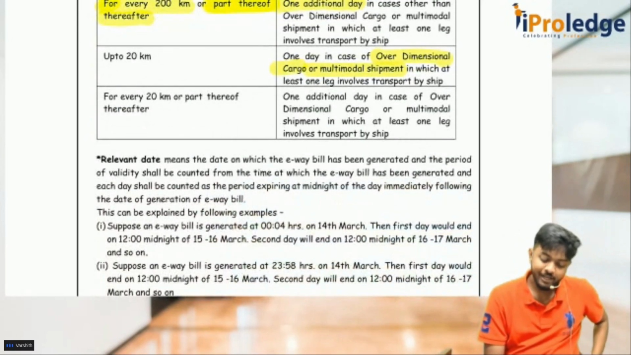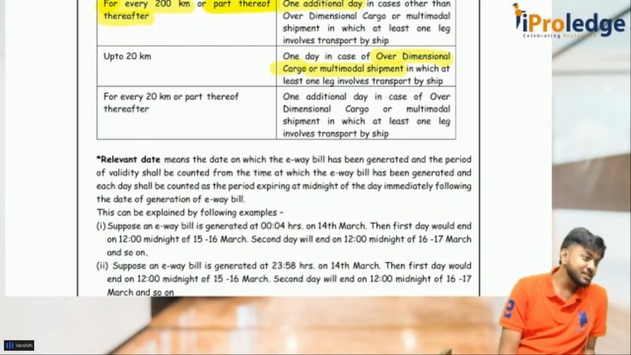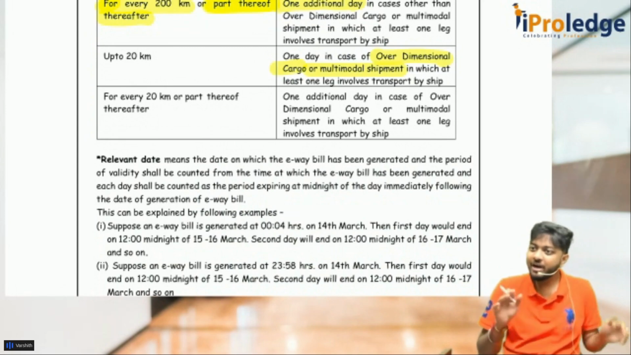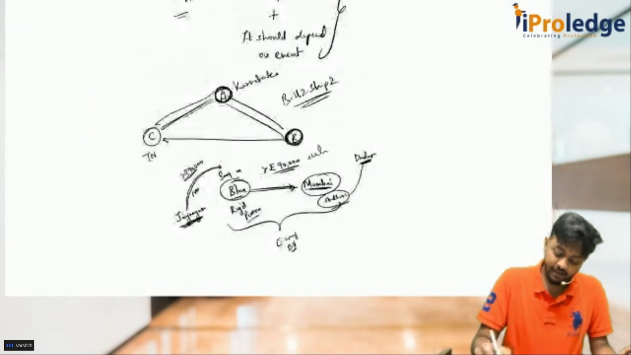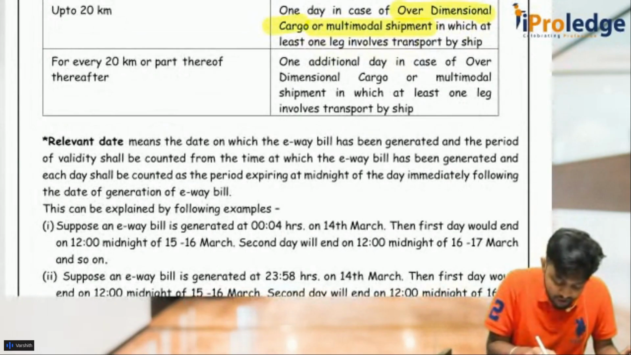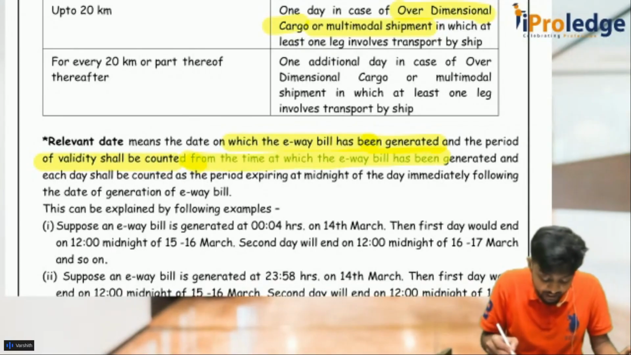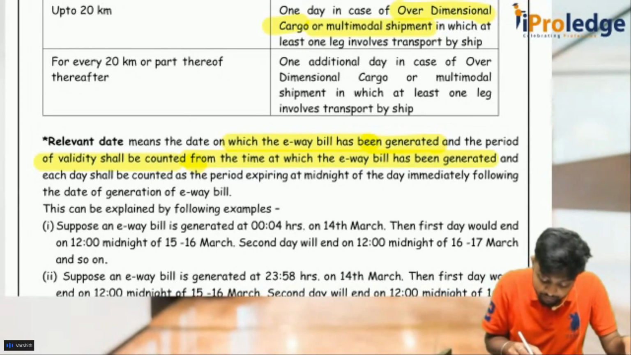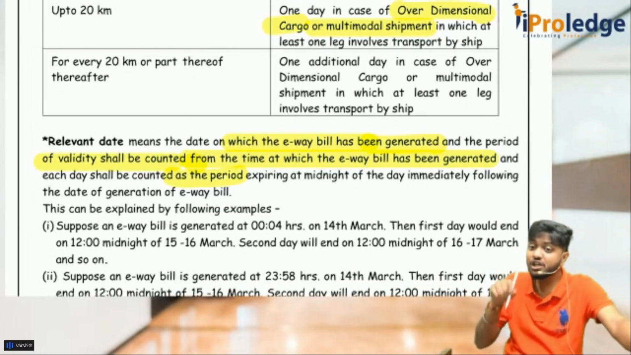Now, when I am saying 1 day, how is that calculated under e-way provisions is very important. It is not simply that 1 day means Monday today, tomorrow Tuesday, done. It is a bit technical. Okay, see here. So what they have used is: date means the date on which e-way bill has been generated, and the period of validity shall be counted from the time at which the e-way bill has been generated, and each day shall be counted as the period expiring at the midnight of the day immediately following the date of generation of e-way bill.